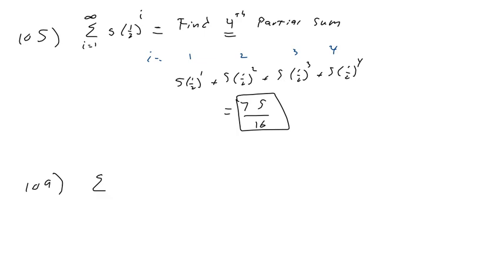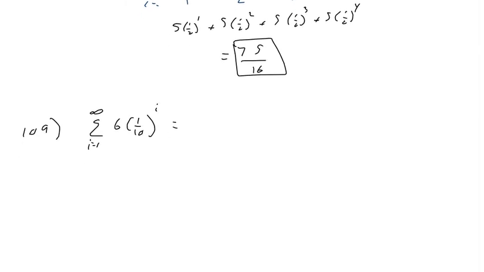And the last one, 109, one of those interesting patterns, an infinite series. I had I equals 1 to infinity. This one I wanted you to do 6 times 1 over 10 to the I. And this was a special pattern. We talked about this last class, when you have this 1 over 10 number. If you add up an infinite number of these, eventually it's going to be 0.666 repeating.